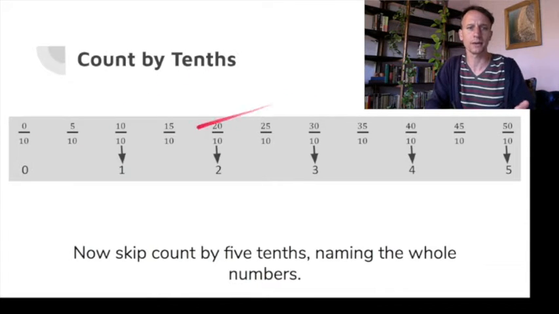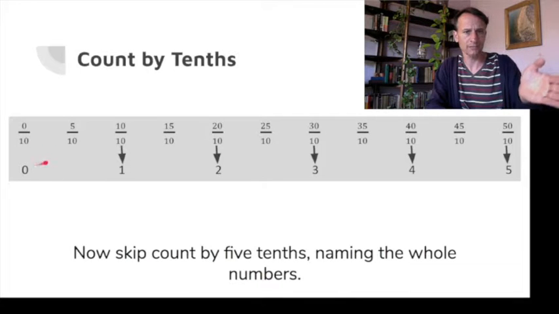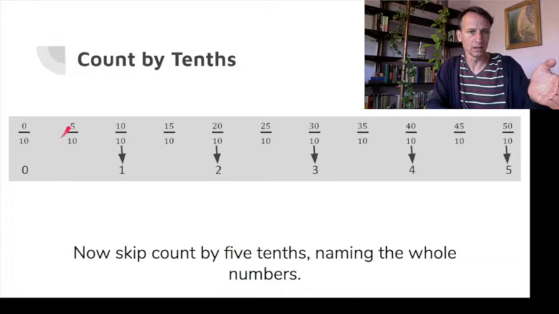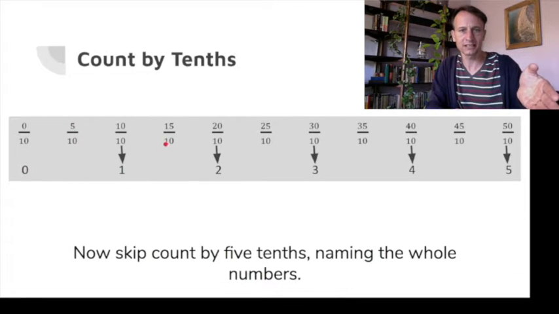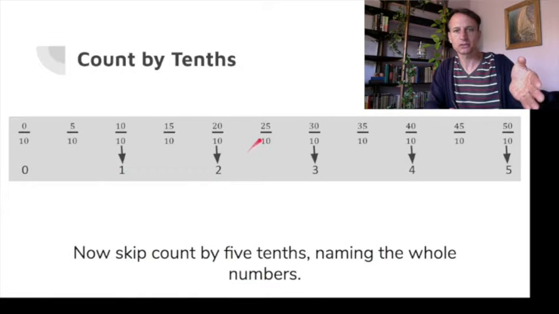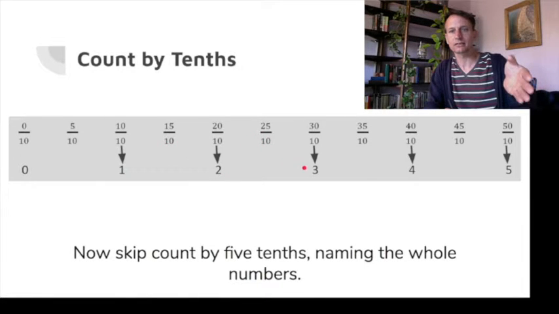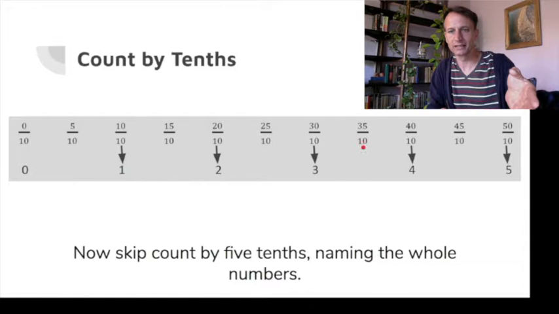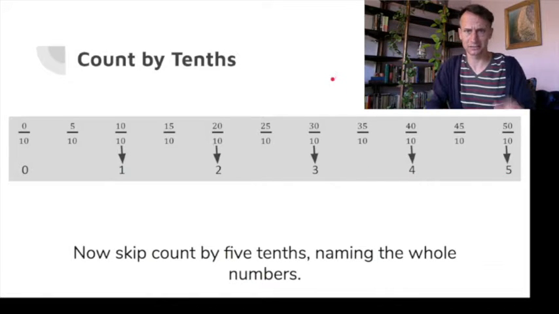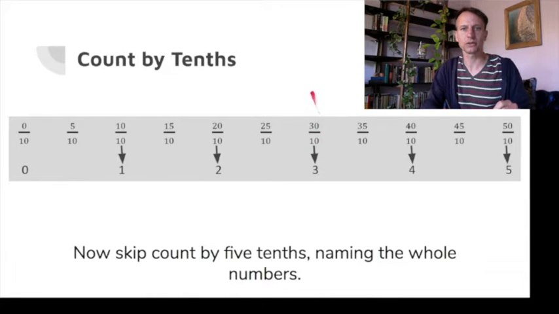So let's do it that way, see? We're going to skip count by 5/10, but say the whole numbers. So we'll start with 0, 5/10, 1, 15/10, 2, 25/10, 3, 35/10, 4, 45/10, 5. That's kind of weird, isn't it? Whoa, combobulate the brain there. But do you see, of course, yeah, that 30/10 equals 3.